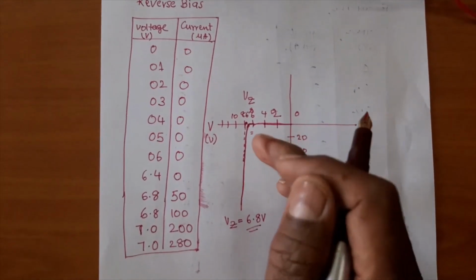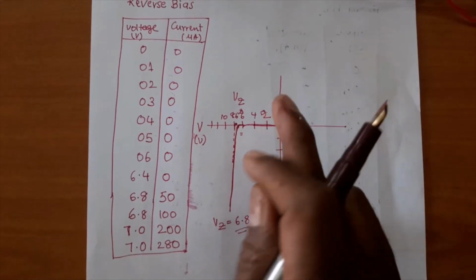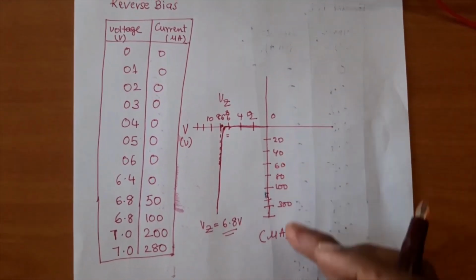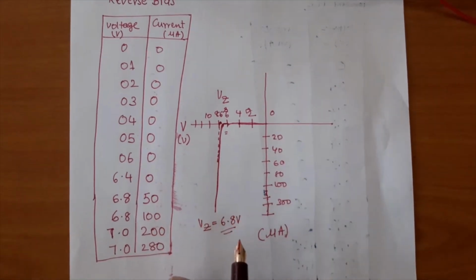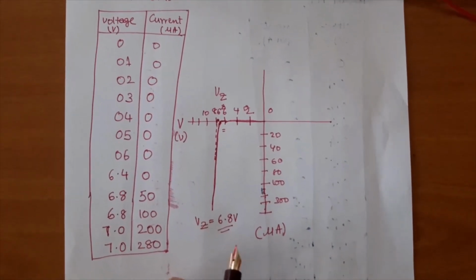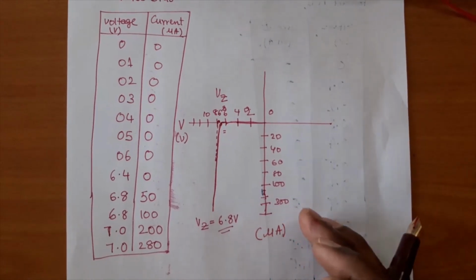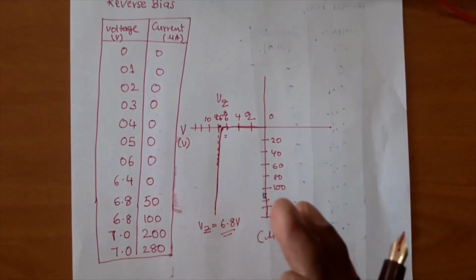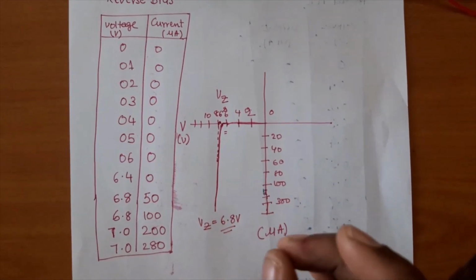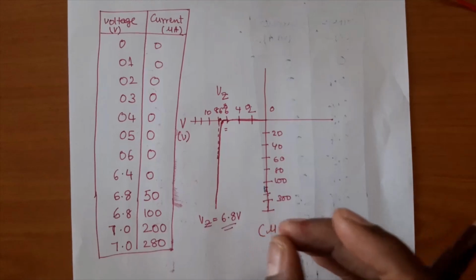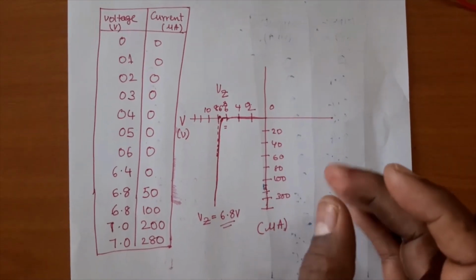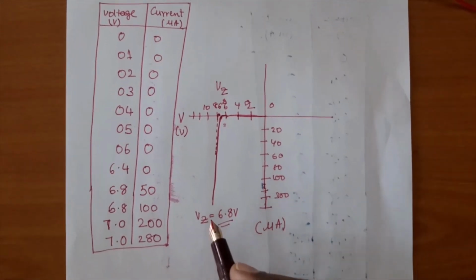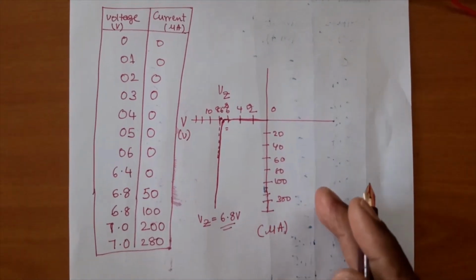Hence, in the breakdown region, voltage remains constant by and large, but current increases very sharply as you have seen from these values. Hence, when you operate a Zener diode under reverse bias, voltage remains constant and current increases sharply, meaning that the Zener is acting as a regulated power supply, giving a constant voltage despite the current increasing. This is the major application of a Zener diode.